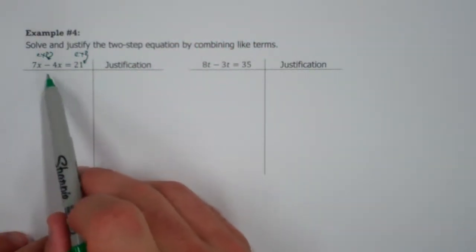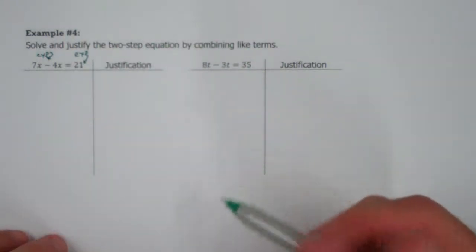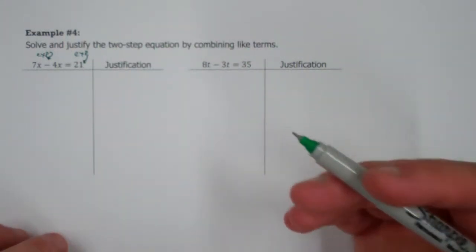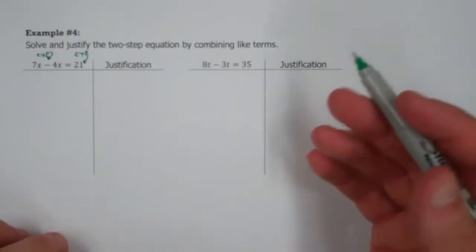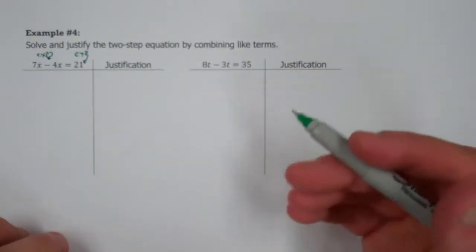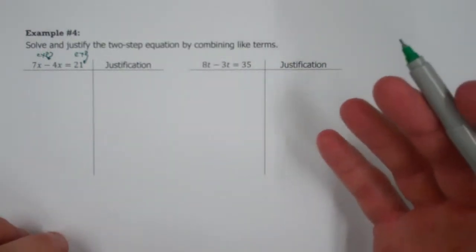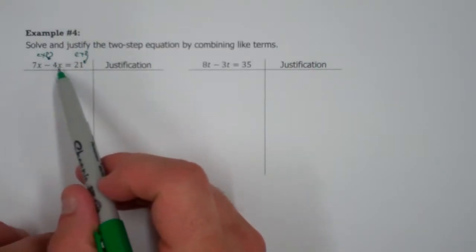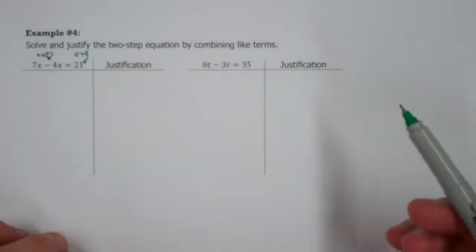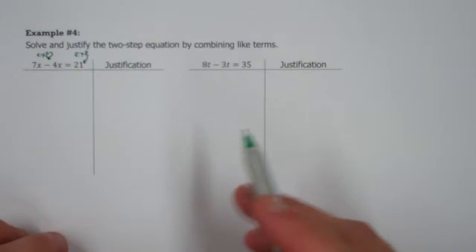If we work only on one side of the equal sign, we can do all of the things that we could do with expressions, like combining like terms or the distributive property, those kind of things, and simplifying. So let's see if we can just simplify this 7x minus 4x. Got to figure out if there are like terms.